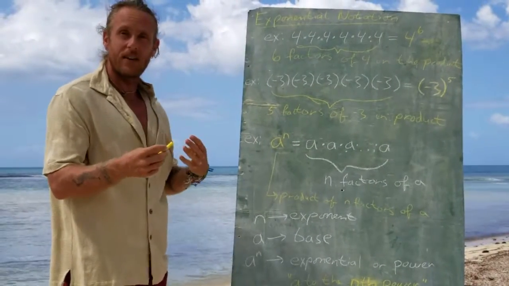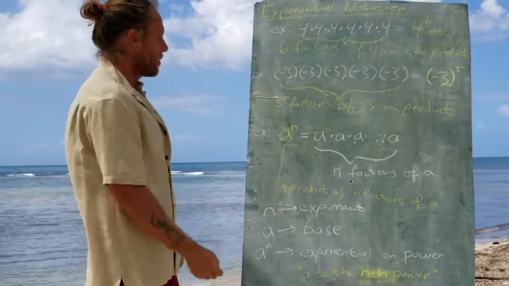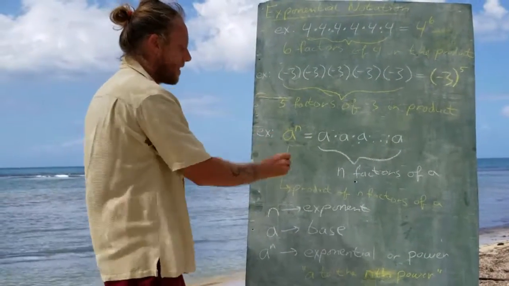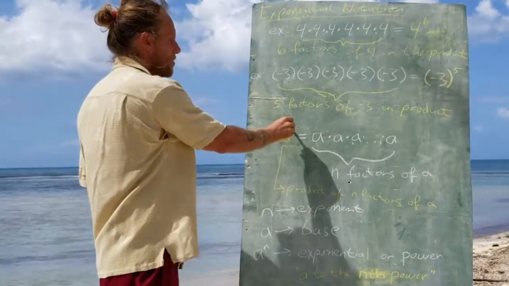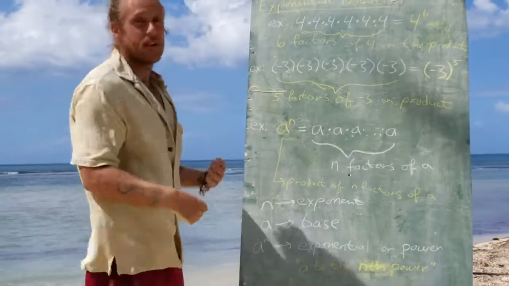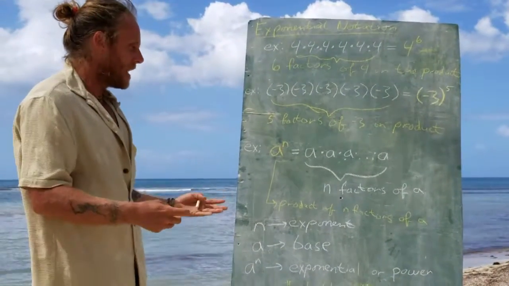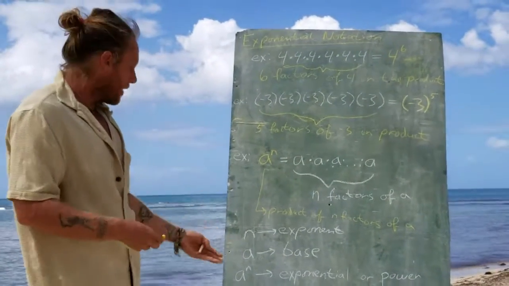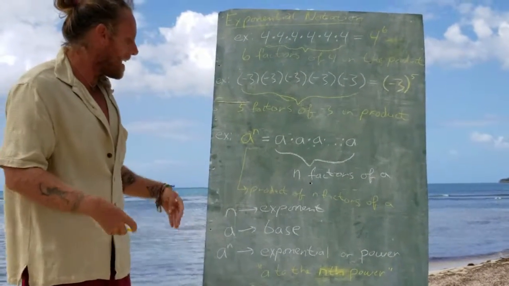So when we speak of exponents now, we can be more precise. Instead of saying little number and big number, we can say the exponent and the base. The exponent tells us the number of factors of the base in the product. So a to the n is the exponential or power. We read this as a to the nth power, or simply a to the n.